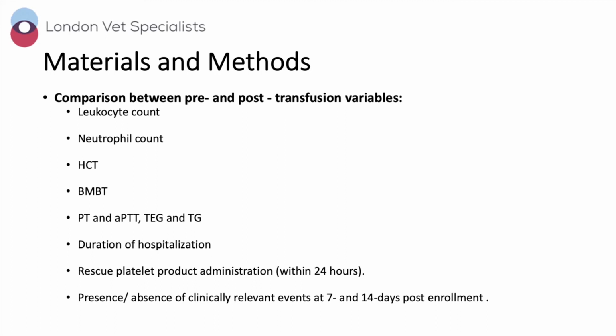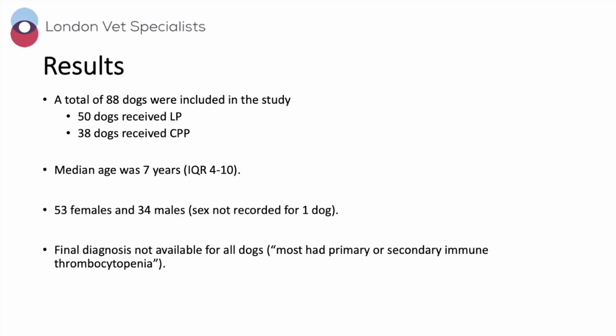And then these variables were also compared between pre and post-transfusion states in both groups receiving the different products. So moving on to the results, a total of 88 dogs were included in the study, and they recruited 50 dogs that received the LP product and 38 dogs that received CPP. And median age was 7 years old.